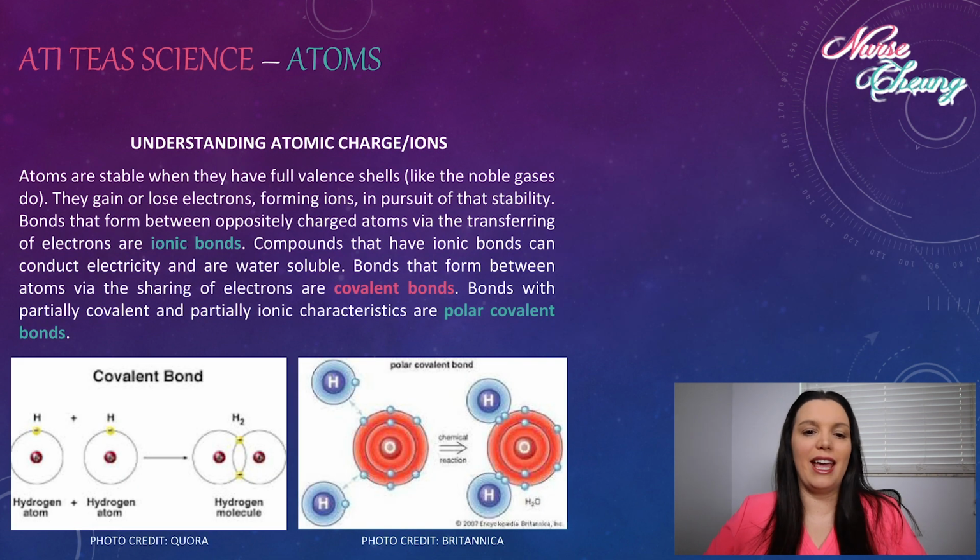Atoms are stable when they have a full valence shell, like the noble gases do. They gain and lose electrons, forming ions, in pursuit of that stability. Bonds that form between oppositely charged atoms via the transferring of electrons are ionic bonds. Compounds that have ionic bonds can conduct electricity and are water-soluble. Bonds that form between atoms via the sharing of electrons are called covalent bonds. Bonds that have partially covalent and partially ionic characteristics are polar covalent bonds.